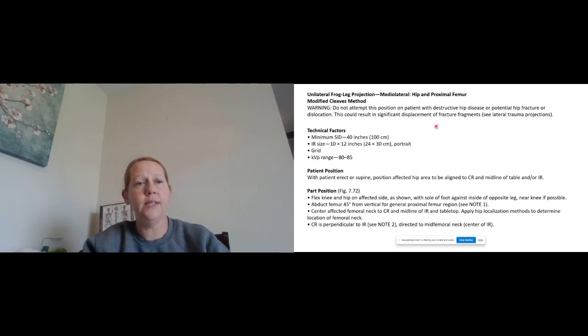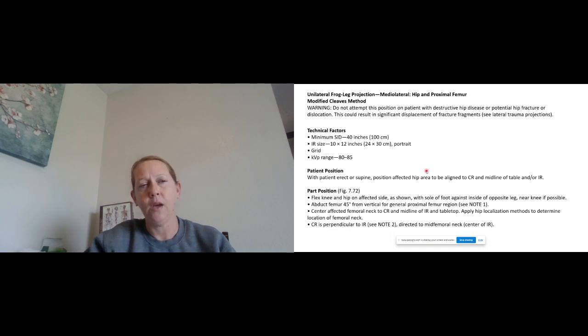So this one is a unilateral frog leg, which is a modified Cleaves. Again, do not attempt this position on a patient with potential hip fracture or destructive hip disease because it could result in displacement. We would then do cross-table lateral views on that person.